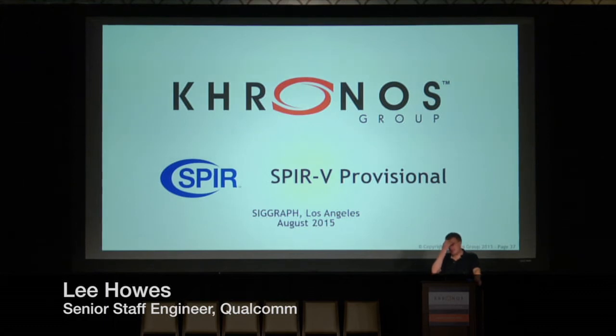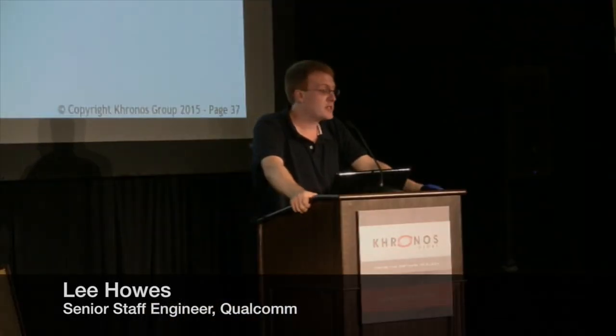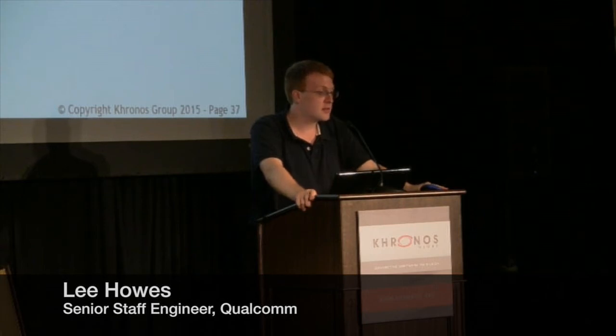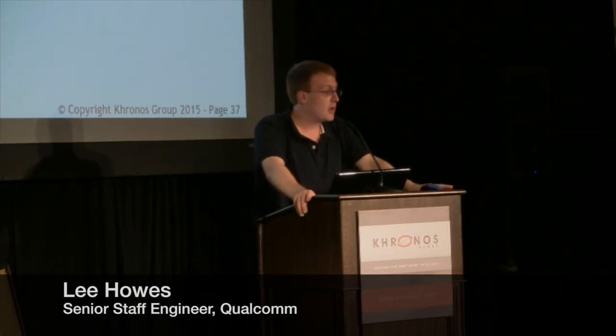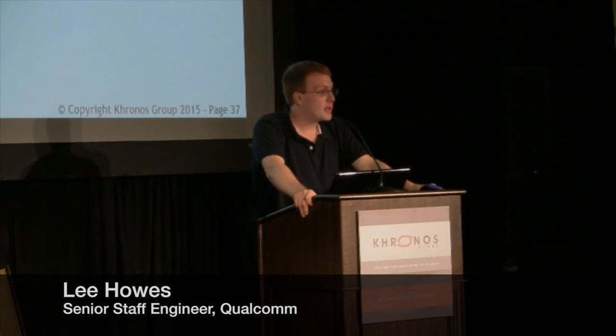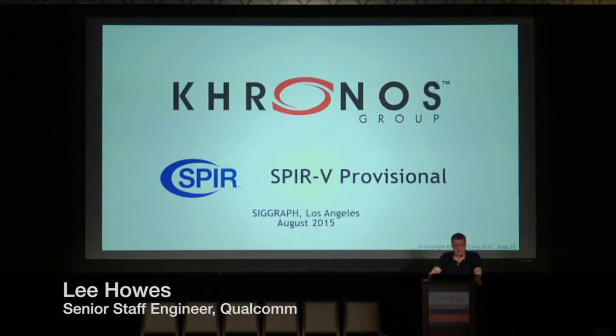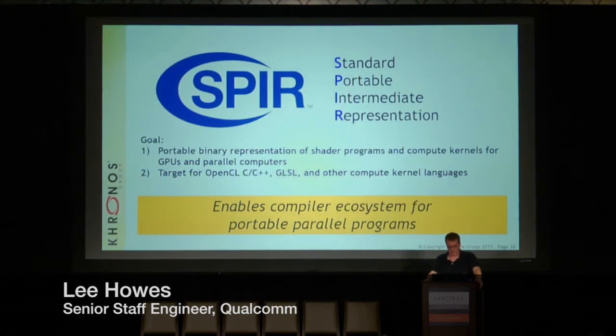So that's the basic summary of the new kernel language. As I said, we're still very open to feedback on these provisional specifications, and we certainly take it on board. We've already made some changes based on the feedback, and we're bound to make more. So now I'm going to talk about the SPIR-V specification, which also is in provisional.